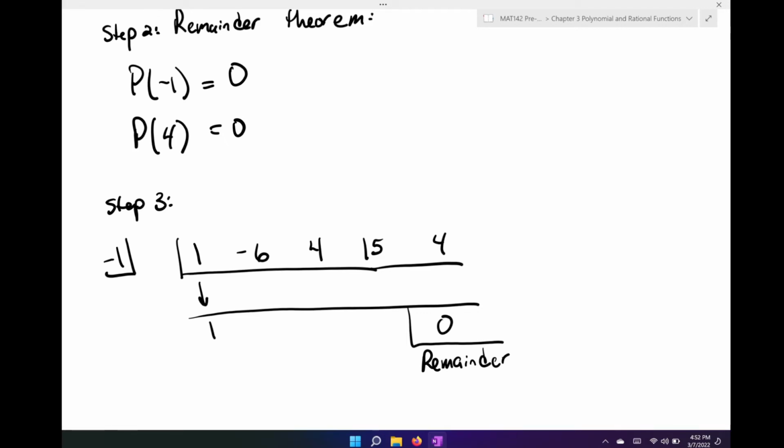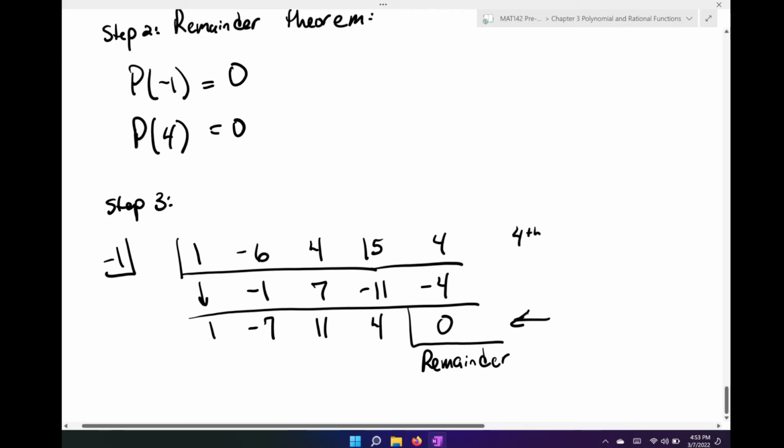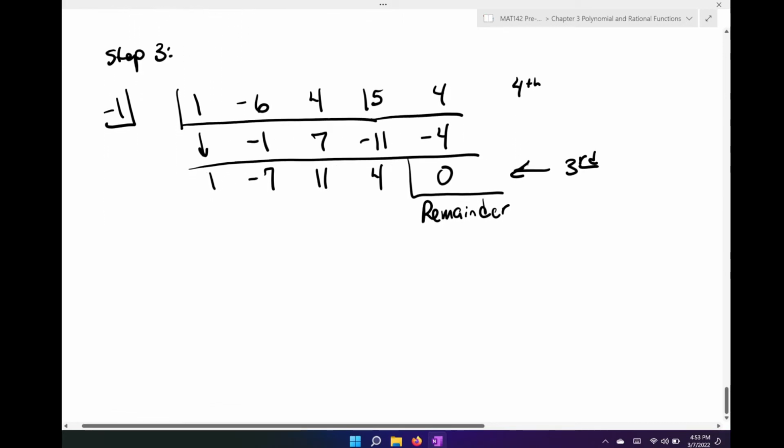So -1 times 1 is -1. -6 plus -1 is -7. Then you get -1 times -7 is 7. 4 plus 7 is 11. -1 times 11 is -11. 15 plus -11 is 4. -1 times 4 is -4, and you get 0. So remember, this is a fourth degree polynomial. This last row is a third degree polynomial. So we are suspecting maybe there's a multiplicity. So I'm going to do -1 again.